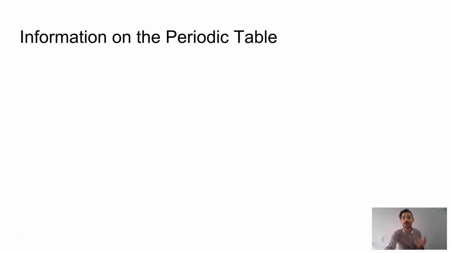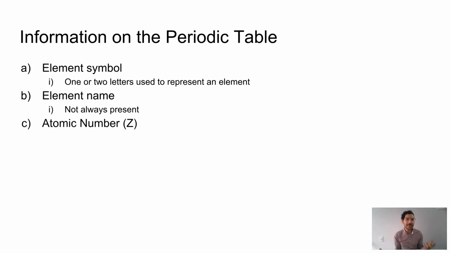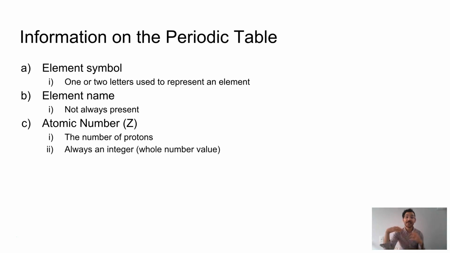Fun! So if you want to look at the periodic table and get some information off of it that's useful, one thing you will always be able to find is the element symbol. These are the 1 or 2 letters that are used to represent an element. One thing you may or may not find, if it's a good periodic table you'll find it, is the name of an element. You will definitely always find the atomic number, or Z, and it's important to remember that that is the same thing as the number of protons in that specific element. And it's always going to be an integer or a whole number value.